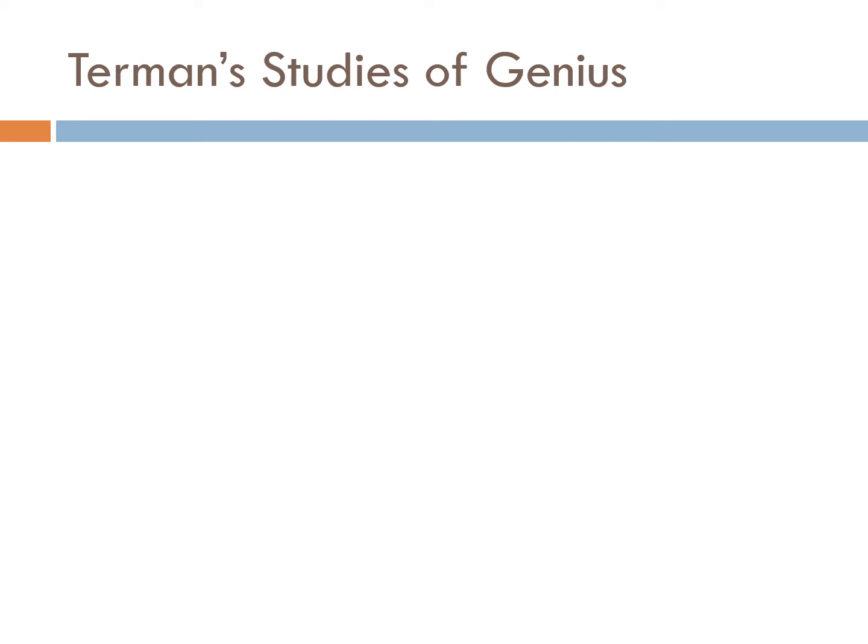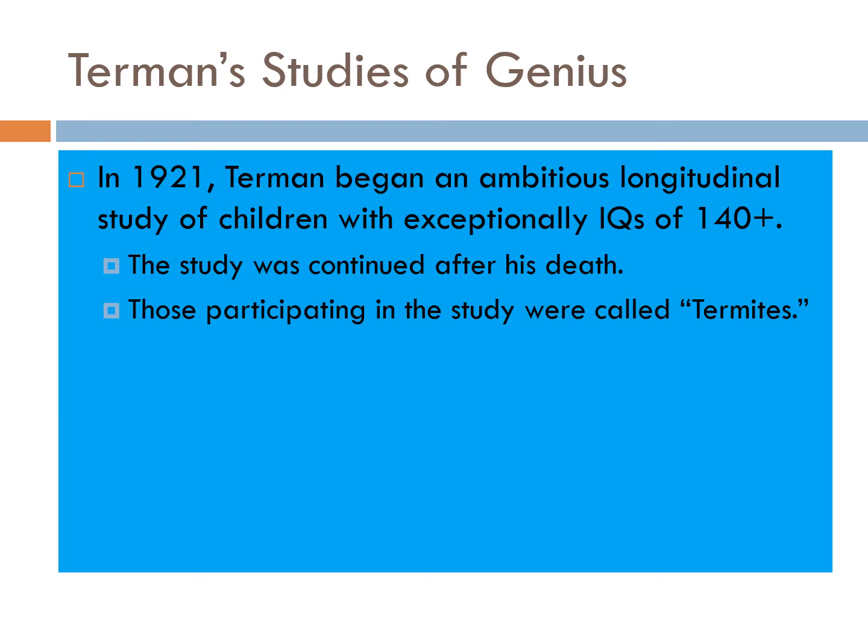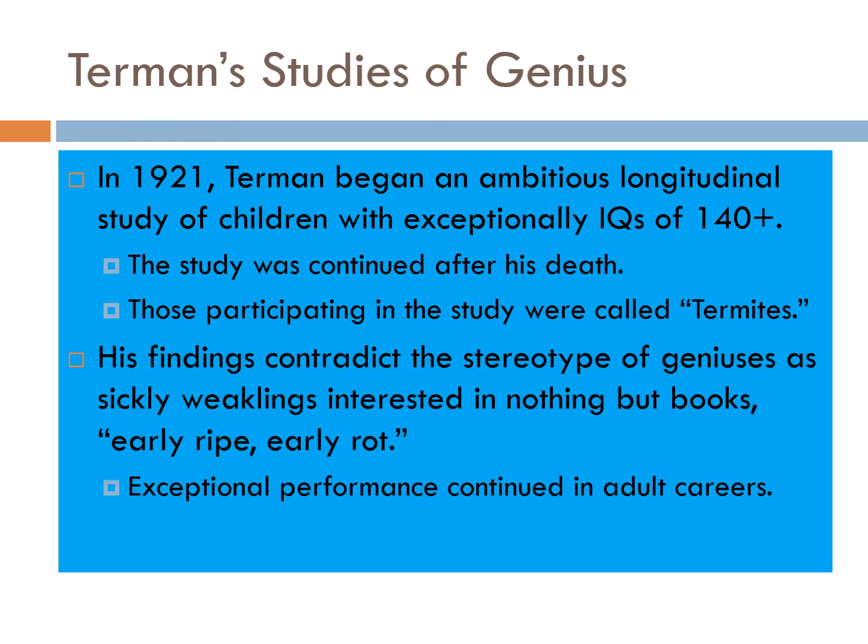So Terman moved on from that to study genius. In 1921, Terman began an ambitious longitudinal study of children with exceptionally high IQs of 140 plus, right? The study was continued after his death, and those participating in the study were called termites. His findings contradict the stereotype of geniuses as sickly weaklings interested in nothing but books, the early ripe, early rot notion. And he said the exceptional performance of these exceptional children continued into their adult careers as well.